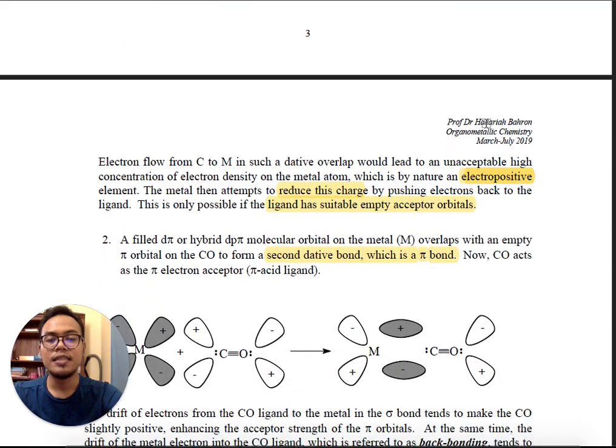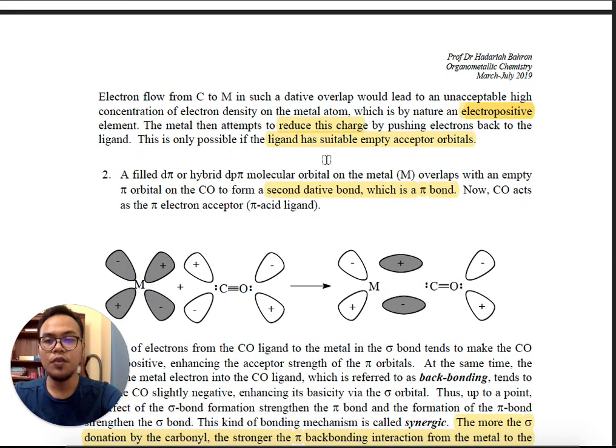Before you go to the second step, once the sigma bond is formed, we understood that the electrons will be flowing from carbon to metals.